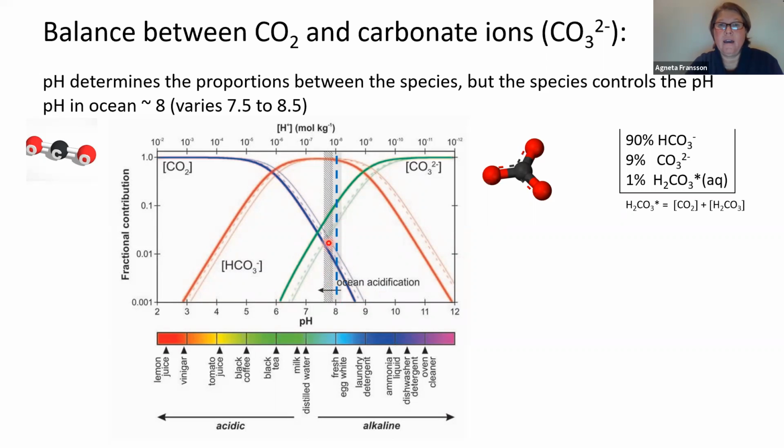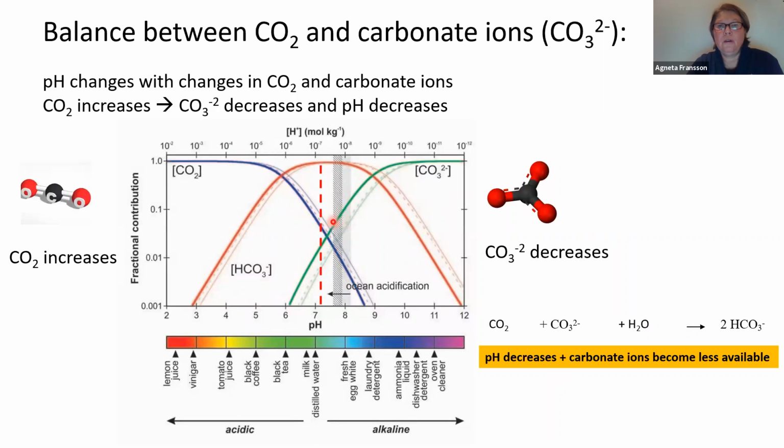At pH 8, you have carbonate and CO2 in different proportions. When you increase CO2, you will decrease the carbonate ion, and you will also have a lower pH, the red line here. So when CO2 increases, carbonate decreases and pH decreases. That's the main, simple explanation of the carbonate chemistry. It's good to understand these species, and especially the carbonate ion is very important.